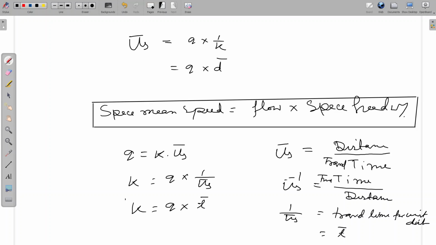So what is density? Density is equal to flow into travel time per unit distance. Now let us see whether we can get it unit-wise. The unit of density is the number of vehicles per kilometer. Flow is the number of vehicles per hour. What is travel time? T inverse is the travel time, say in hours, over unit distance. So it works out by unit also.